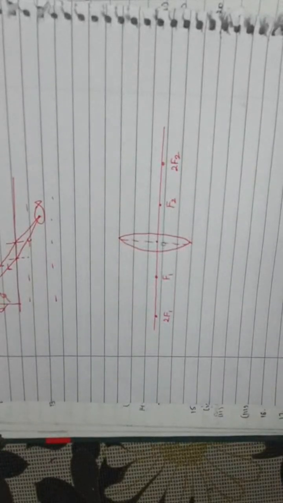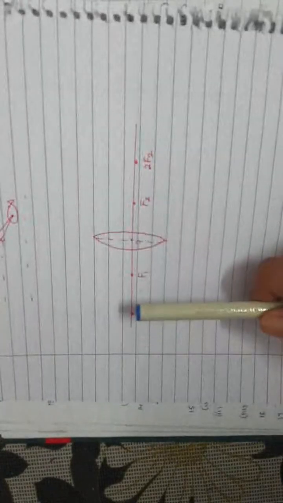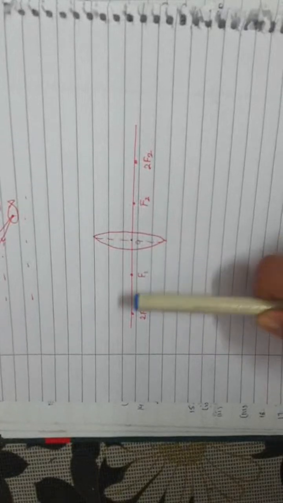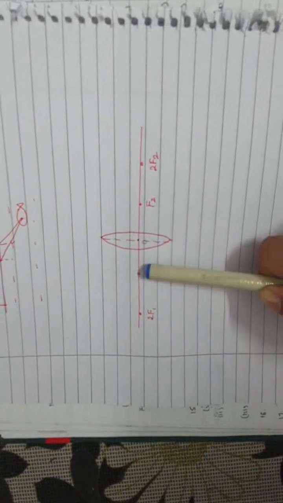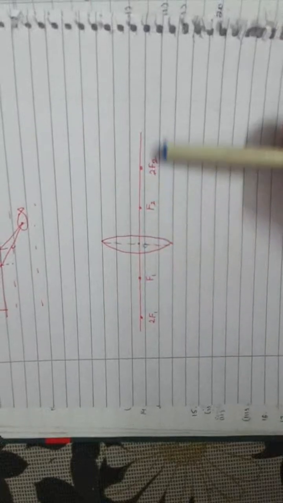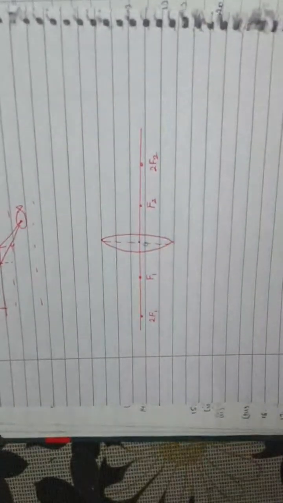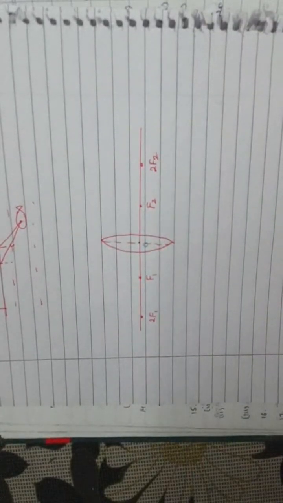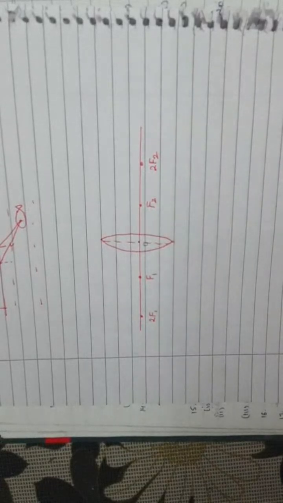So for a real and magnified image, if we place our object between 2F1 and F1, somewhere in between this distance, we get our image beyond 2F2, and we know when the image is beyond 2F2, it is highly magnified. So the answer for the first part would be that it should be placed in between 2F1 and F1.